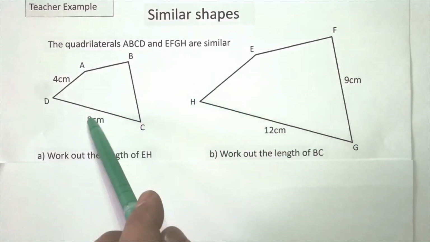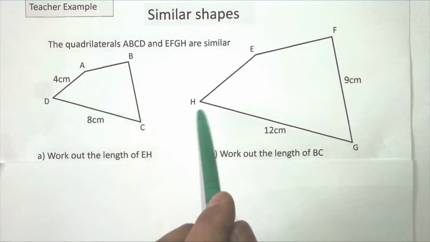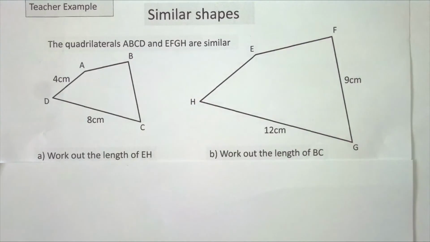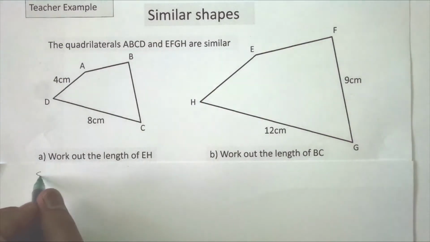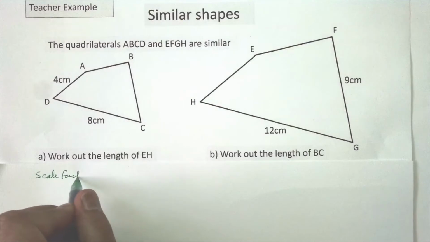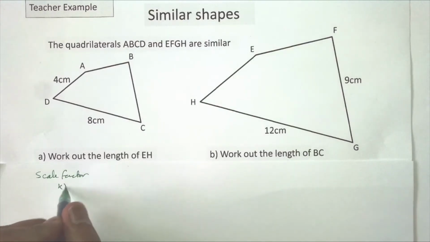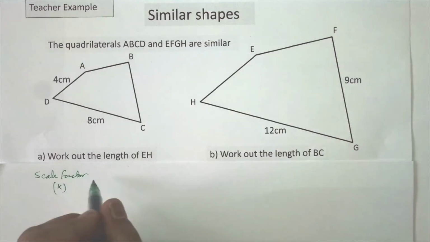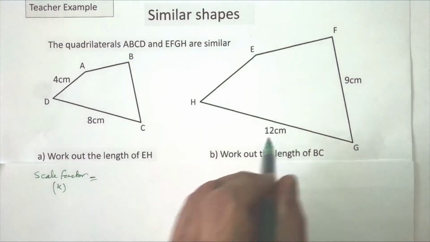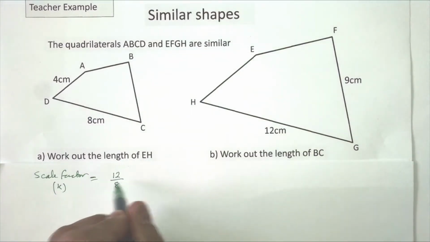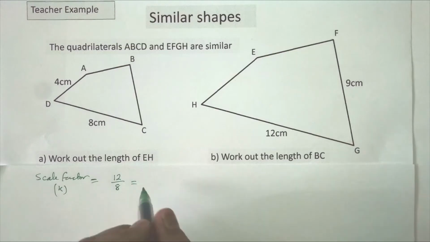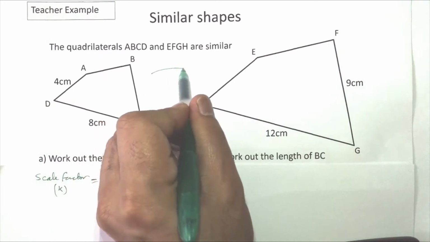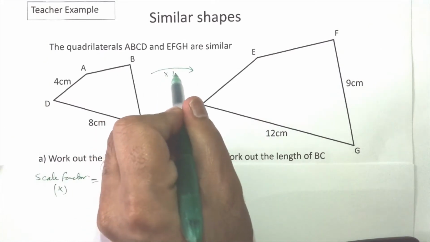Here, in this question, we've got DC and we've got HG. Those two are the corresponding lengths. So in the first step of the working out, I'm going to work out the scale factor, and sometimes that's given the letter K. To work out the scale factor, all I'm going to do is divide the two lengths. So that's 12 divided by 8 equals 1.5. So my scale factor is 1.5. What that means is that to go from this shape, each of the lengths has been multiplied by 1.5.